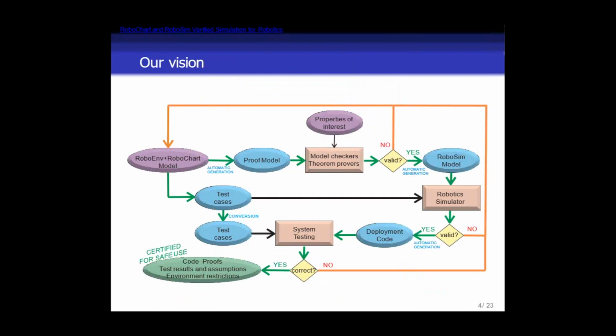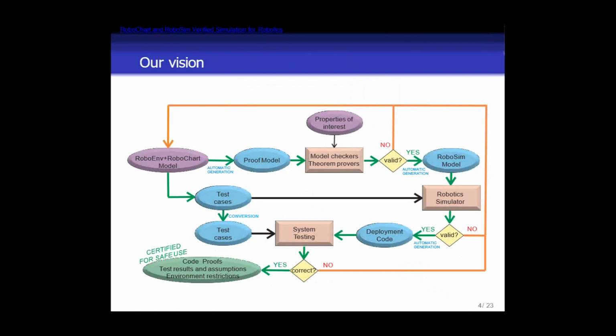And again, there's a loop here, going all the way back round. So if these tests fail, we go back round and we change the model. We generate the proof object. We go back through the simulation and so on. And eventually, what will come out of here will be a robot that's certified for safe use.